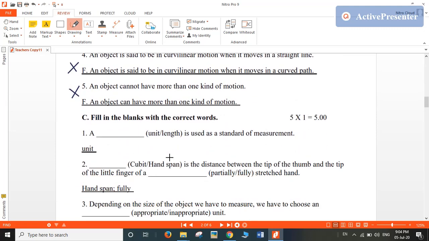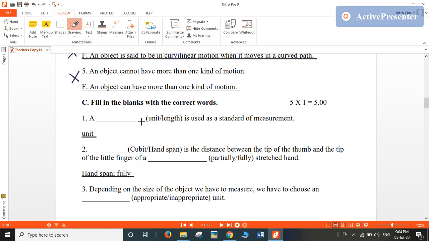Next exercise is fill in the blanks with the correct word. A unit is used to measure, or used as a standard of measurement. The unit would be the answer. What is the distance between the tip of the thumb and the tip of the little finger of a stretched hand? It is called the hand span, which is the distance between the tip of the thumb and the tip of the little finger when you fully stretch the hand. So hand span would be the answer.